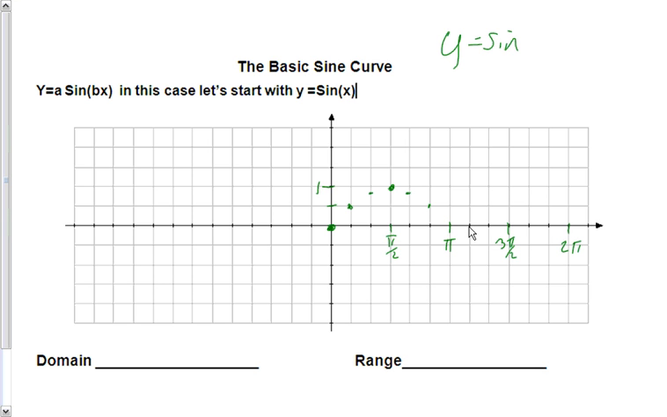Now it goes negative. So 210 is negative 0.5, negative 0.86, negative 1, below the axis. Then it rebounds up, and we go back to 2 pi. So if I graph this, I draw my line through it.